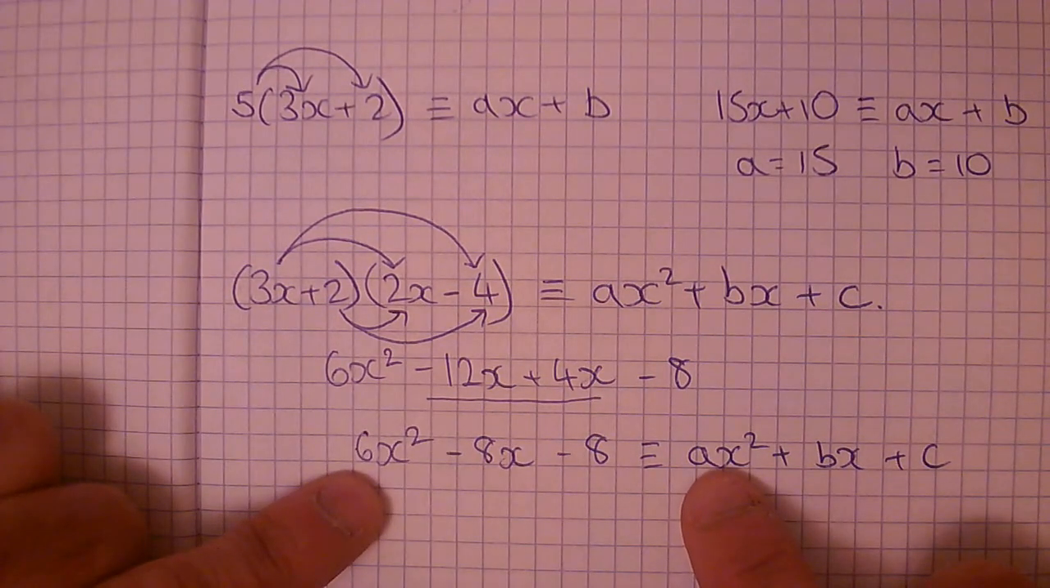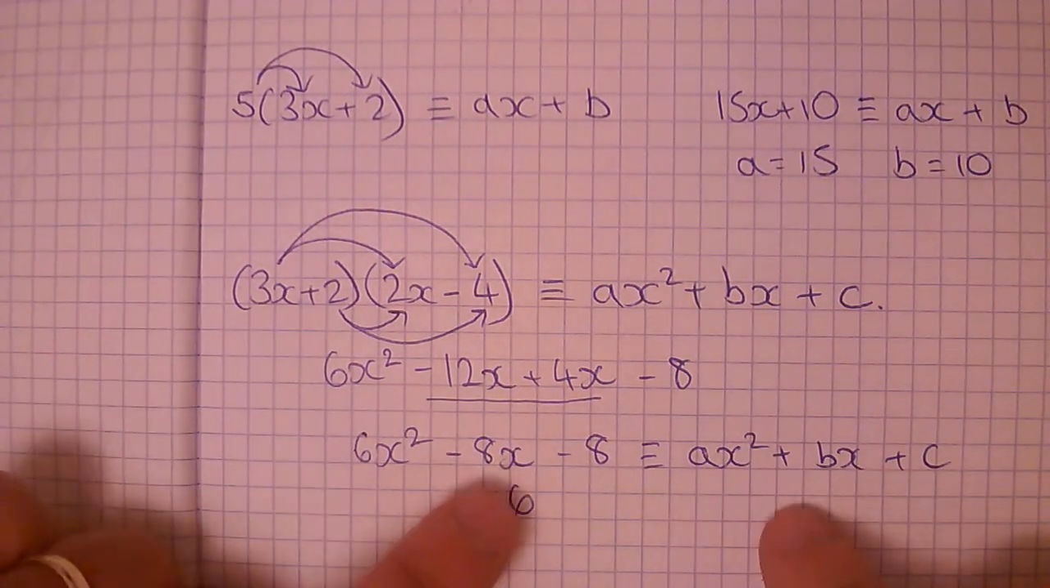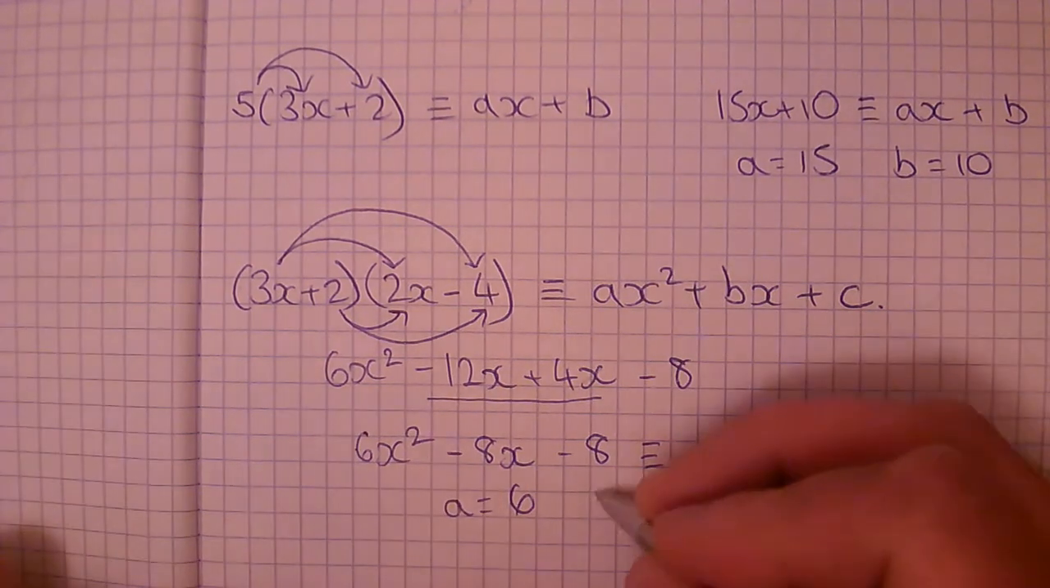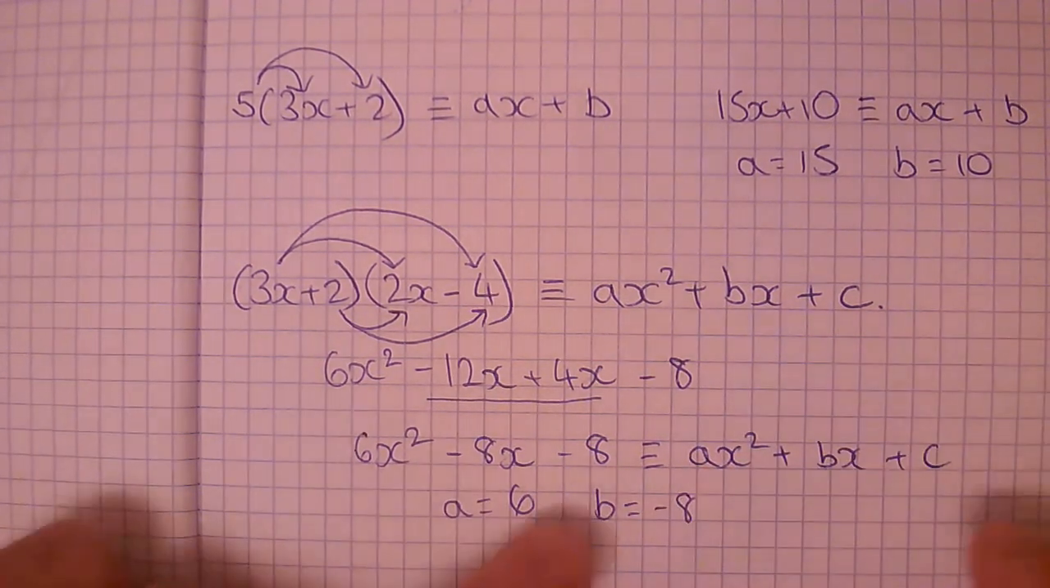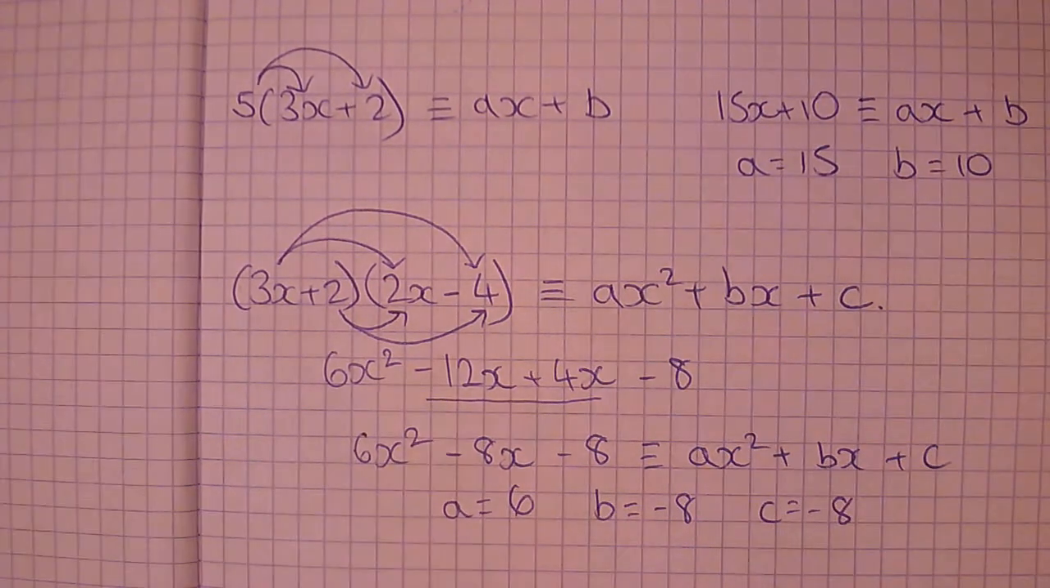Let's start with our x squared numbers. Well, that means that a must be 6, because they're both in front of x squared. Then in front of x, well, I've got b is minus 8. And last but not least, the numbers on their own, c is also minus 8. It would potentially be a 5-mark question.